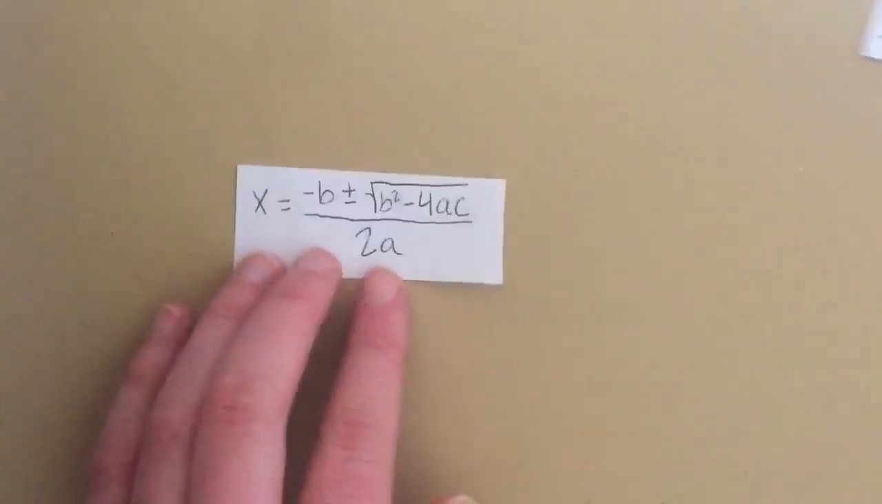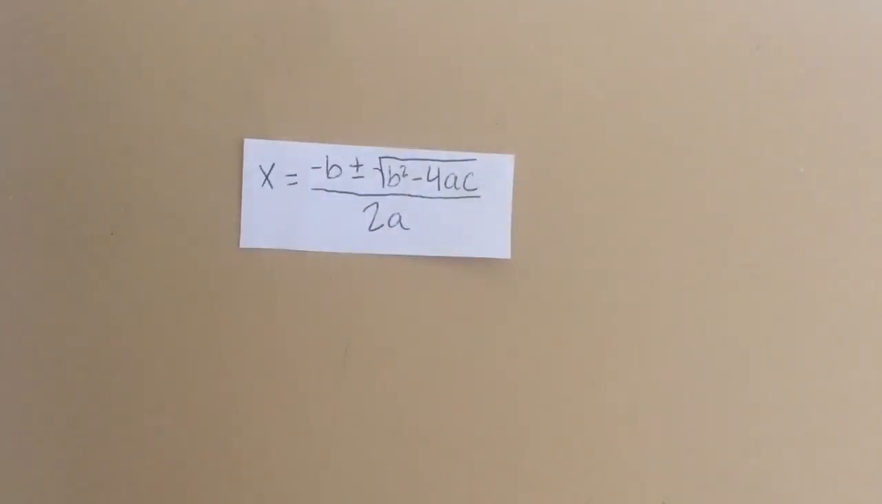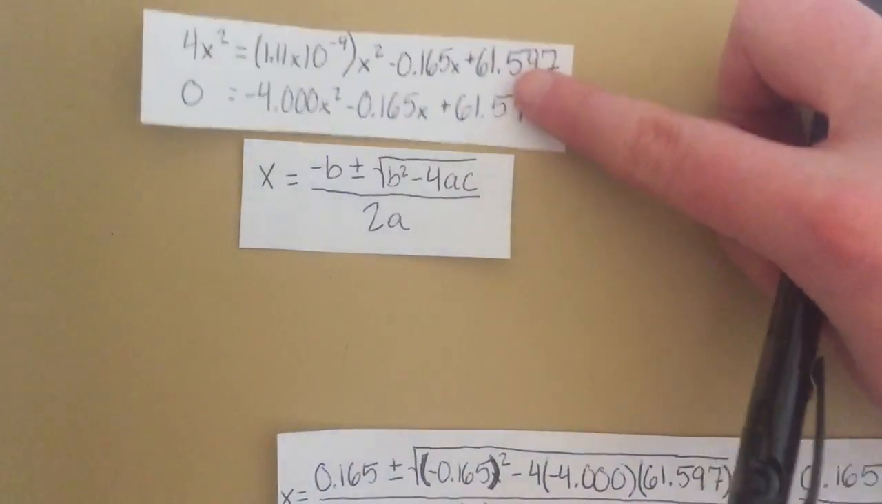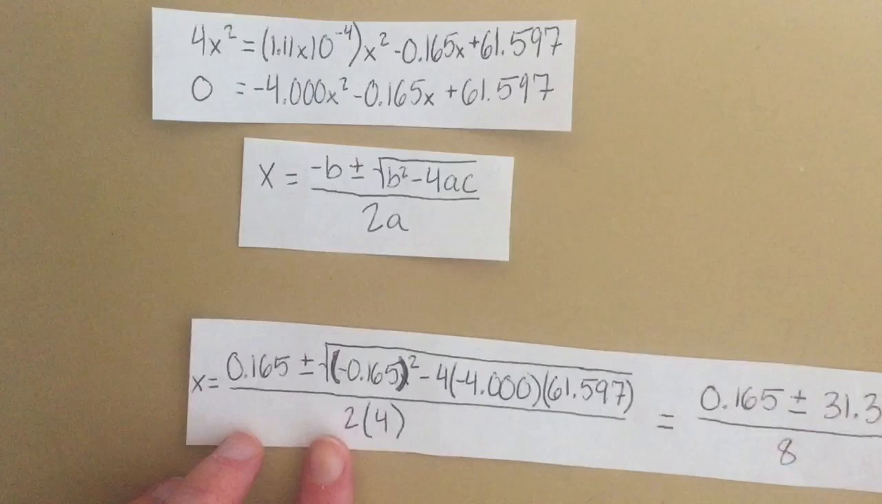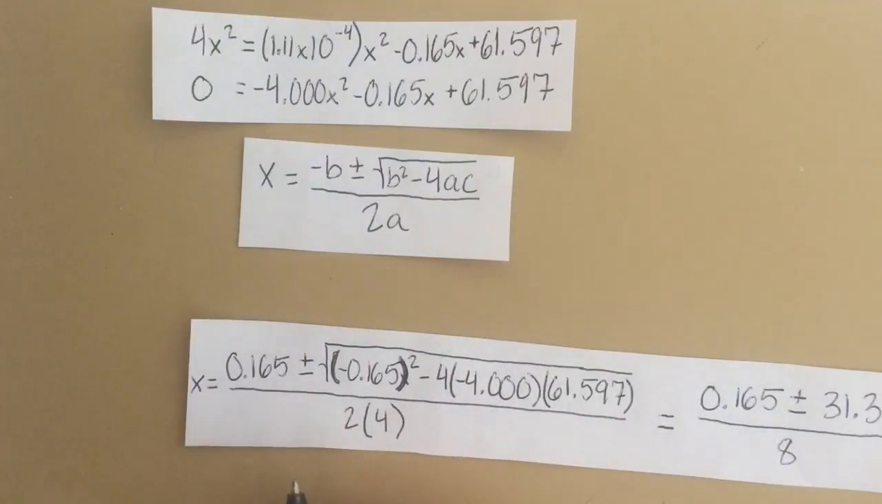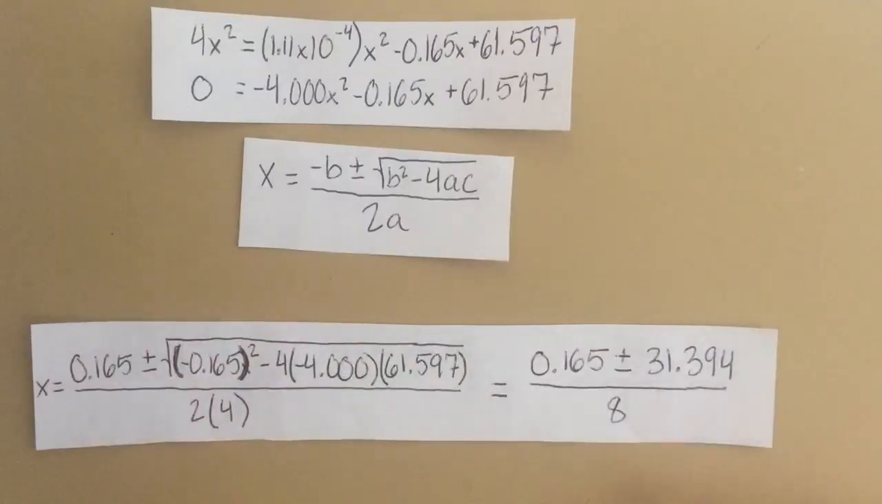So our quadratic formula is x equals negative b plus or minus the square root of b squared minus 4ac all over 2a. When we plug in our values that we found from our equation, we get x equals 0.165 plus or minus the square root of negative 0.165 squared minus 4 times negative 4 times 61.597 all over 2 times 4, which ultimately, when simplified, gives us 0.165 plus or minus 31.394 divided by 8.